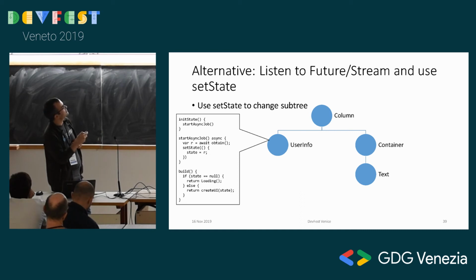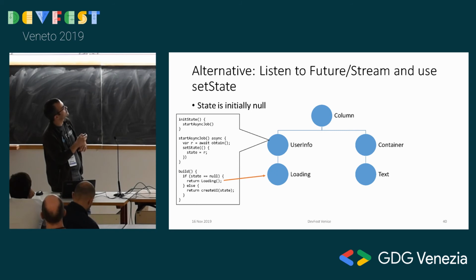And until it comes, your build function will be executed, of course, with state equal to null. There's a state variable somewhere, and it returns the loading circular progress indicator. When this await goes to the next line, you have the R value. Then the set state call tells Flutter, hey, our data has changed, let's update what we have on the UI. So the build function is called again with state not being null this time. So it goes to here this time and creates your UI.